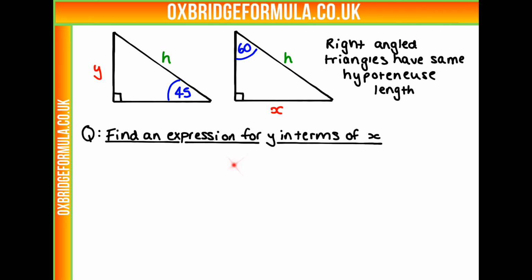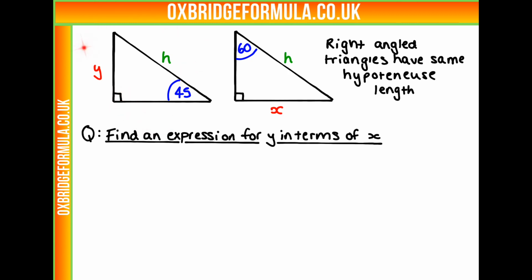So how are we going to go about doing this? Well, we know they both have the same length hypotenuse, so if we get, say, y in terms of h and x in terms of h, we can use that to substitute in the equations to find y for x. So let's find, for this first triangle, an expression for y in terms of h. Now, we have a right-angled triangle here, so probably going to suggest we need to use a bit of trigonometry.